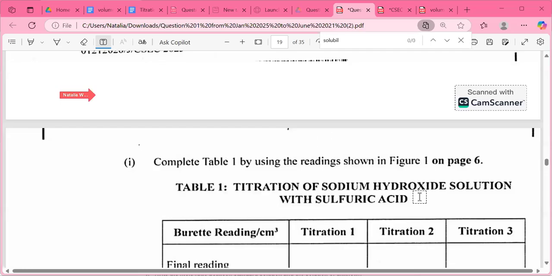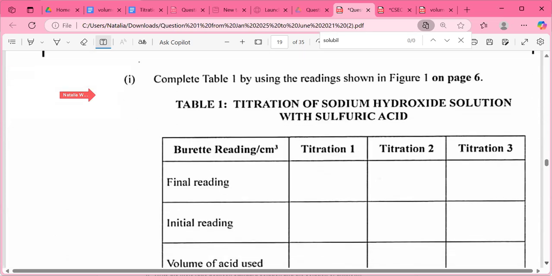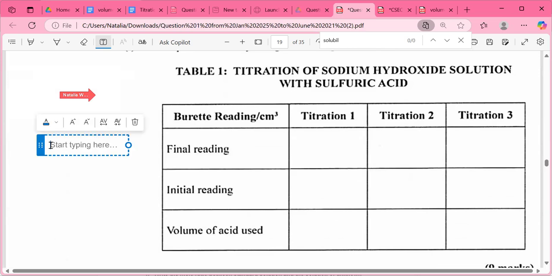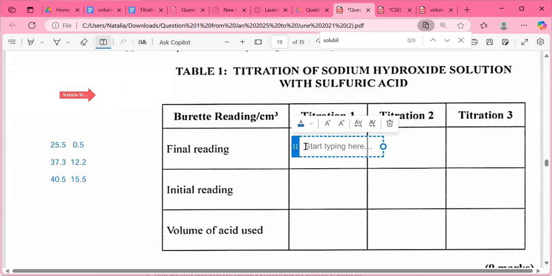This is complete table 1 by using the reading shown in figure 1 on page 6. So we would have read them off already. So we can just put them in quick and fast. So we have 25.5, 0.5. To calculate the volume of acid used, we are going to subtract final minus initial.